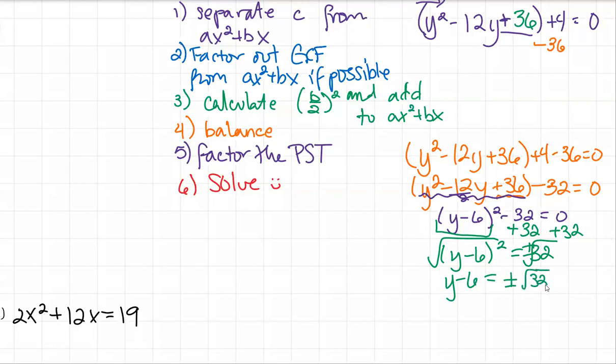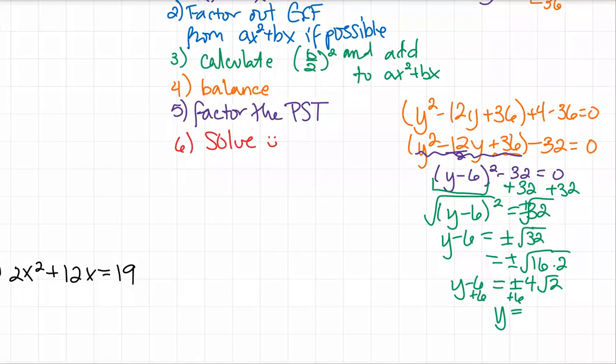Let's see if we can simplify 32. Are there any perfect squares that go into 32? Well, there's 4, but if we try a little higher, there's also 16. I can rewrite this as plus minus square root of 16 times 2. And this is going to become 4 square root of 2. Y minus 6 is still on the left. All I have to do to finish is add 6 to both sides. So I get y is equal to, sorry, I'm kind of cutting out down here. Y is equal to 6 plus or minus 4 rad 2.